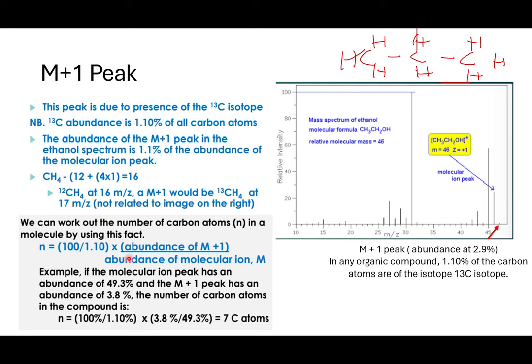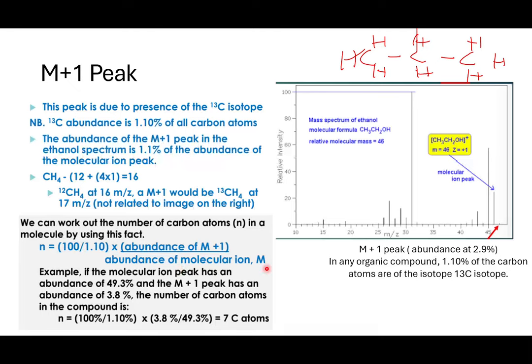But what the calculation is about is the abundance. We take the abundance of carbon-13 specifically and use it to divide 100, then multiply by the abundance of the M+1 peak divided by the abundance of the molecular ion peak. That's how we can find the number of carbon atoms within a compound. This is slightly different from what's up here, but to find the number of carbons, we use the abundance of the carbon-13 isotope.